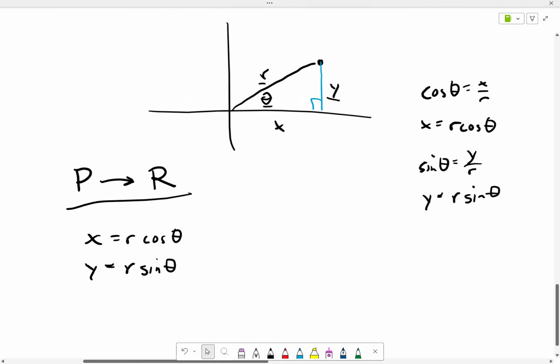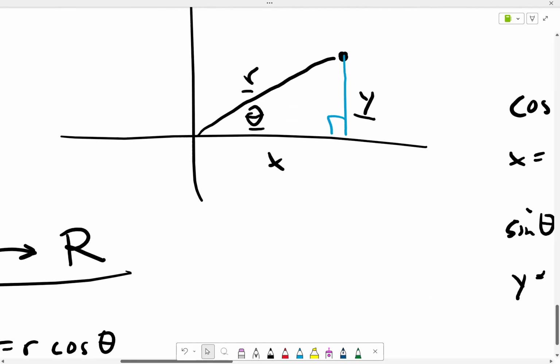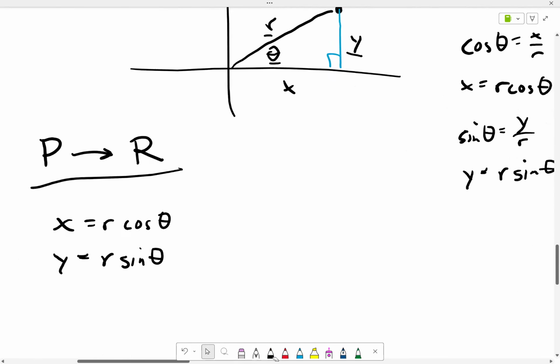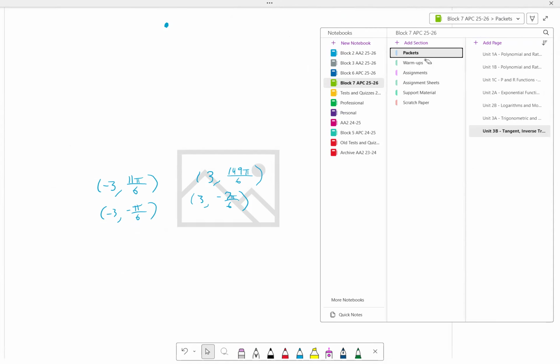What does P mean? P is for polar, and R is for rectangular. That's why I was going from the R and theta from polar to rectangular, to the X and the Y. So you don't always have to use these, but this will always be true. Let's do some examples, back to the packet.